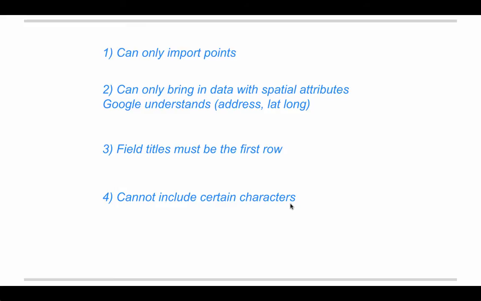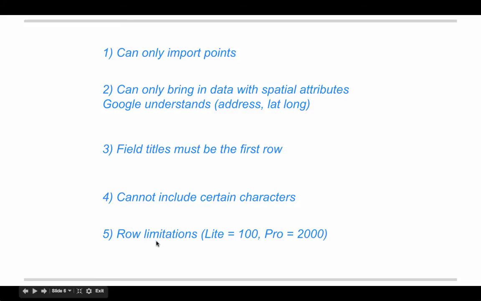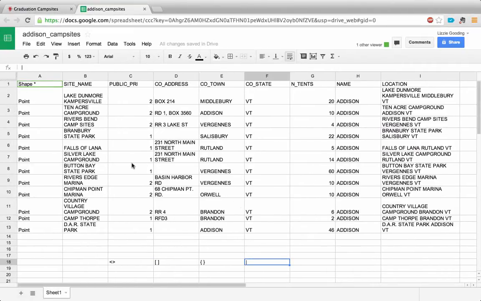And then the final thing is that depending on whether you're using Lite or Pro, sorry, you have certain row limitations. So in Lite, you can use up to 100 rows, whereas in Pro, you can import up to 2,000 rows, which is not going to, either way, not going to be a problem for this particular spreadsheet since we only have 13 rows. I'm going to get rid of these real quick so that I can actually import this data.